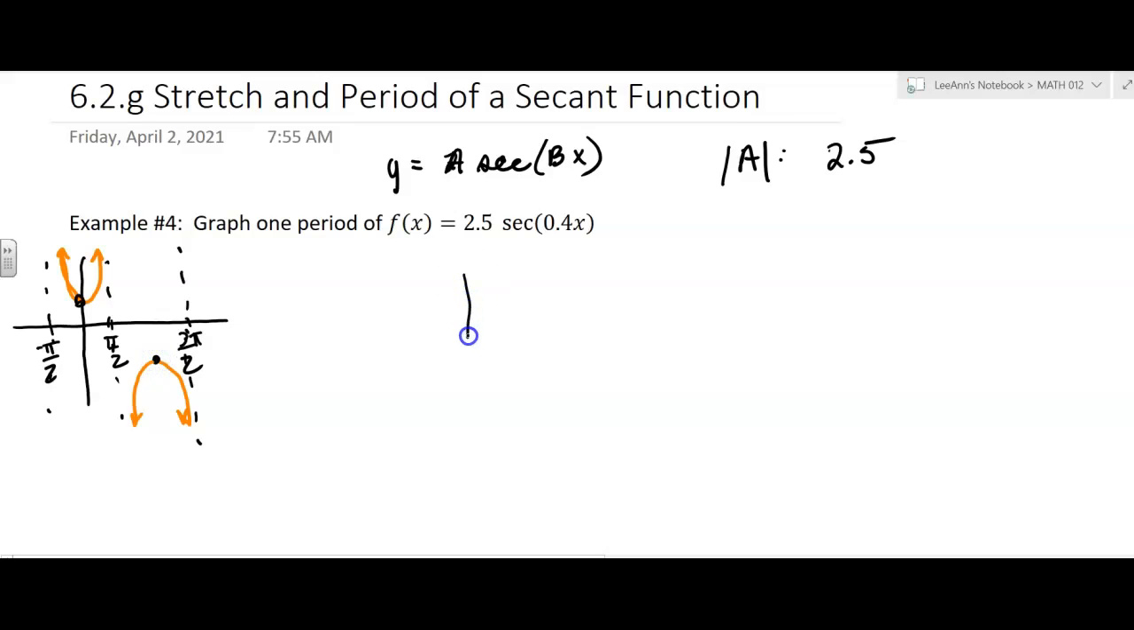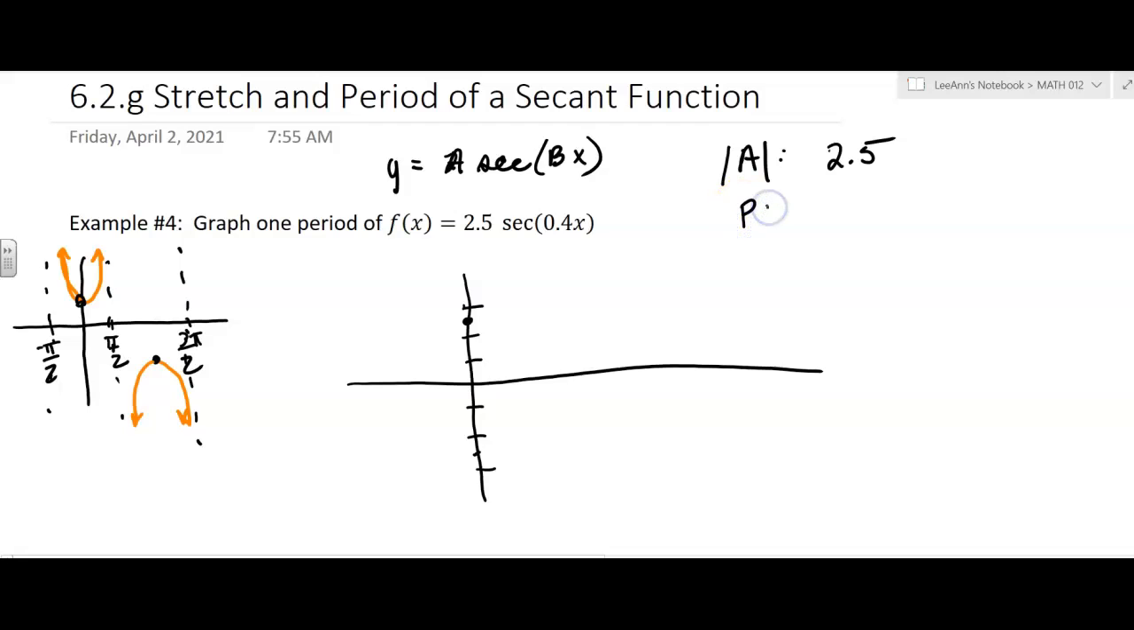All right. Pretend like those are straight. So 1, 2, 3. And so up here at 2.5, I know something's going to happen. And down here at 1, 2, 3, down here at negative 2.5, something's going to happen. Okay, now let's talk about the period.